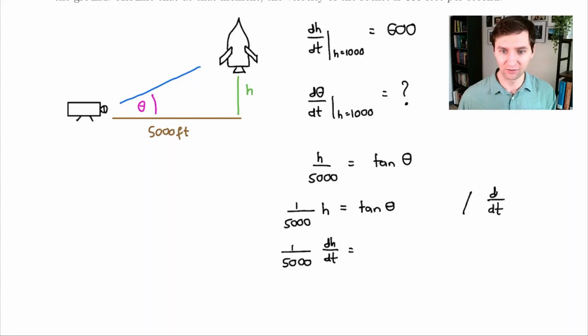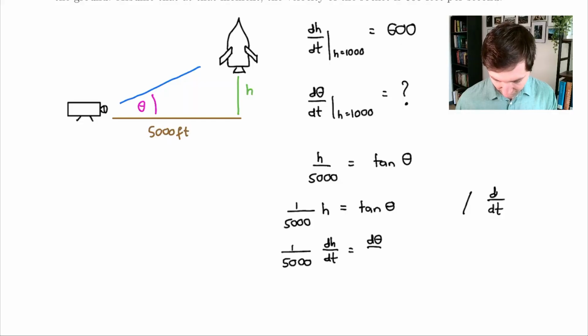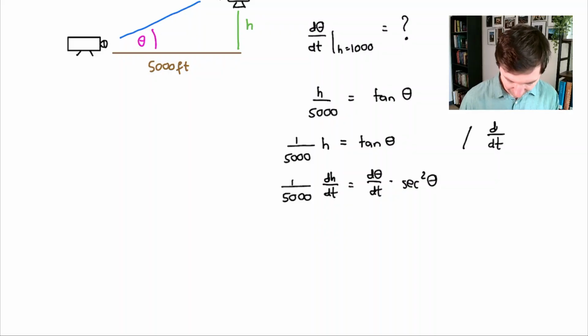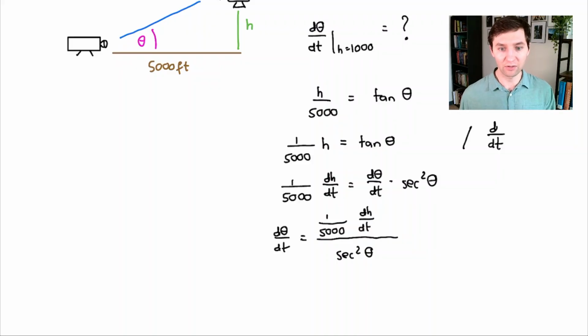On the right side, I take the derivative of tangent of theta. I use the chain rule. The derivative of the inside function, the derivative of theta, is d theta dt. The derivative of tangent is secant squared of theta. My goal is to find d theta dt, so let me divide both sides by secant squared. And that gives me d theta dt is equal to the left side, 1 over 5,000 dh dt, divided by secant squared of theta.